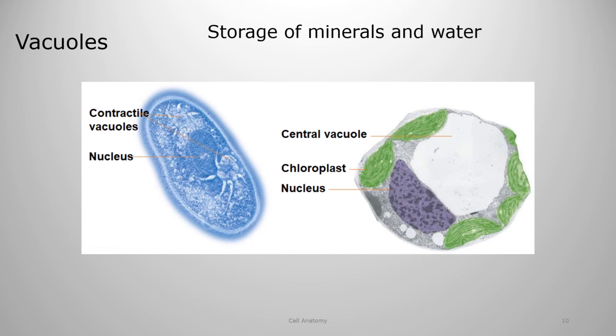On the left here is a protist with a vacuole that contracts and expands, and it creates pressure differences for movement. In the plant cell on the right, the vacuole is filled with water when the plant is well watered, and then the vacuole empties when the plant is wilted.